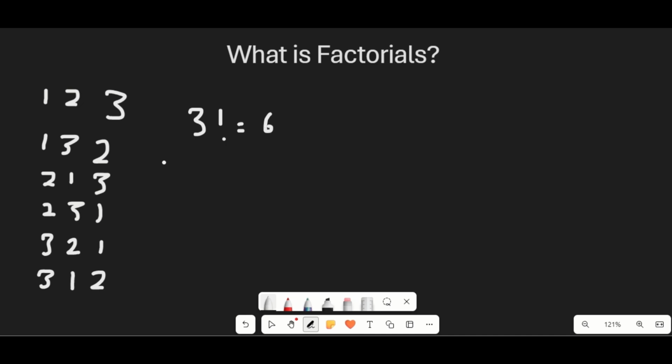So let's try to solve these factorials mathematically. Let's take an example of 3 factorial, shall we? To solve 3 factorial, we'll just have to multiply it by the smaller numbers, like 3 times 2 times 1, which is 6.